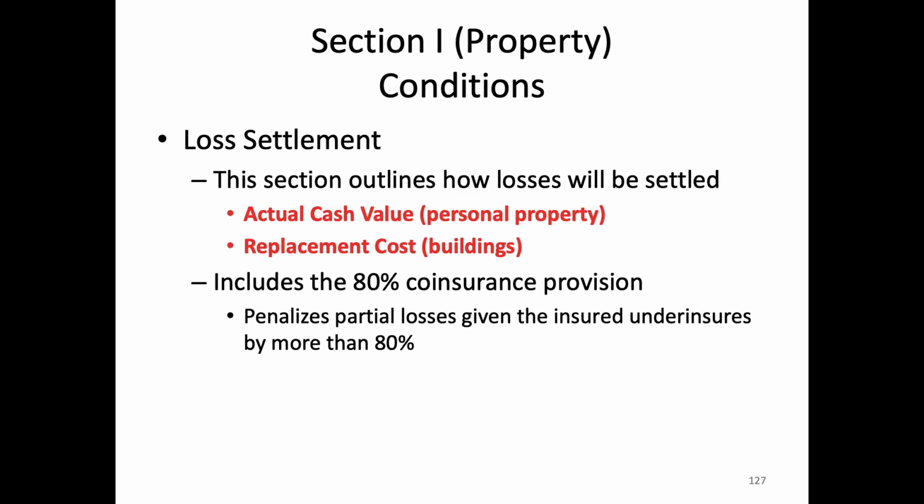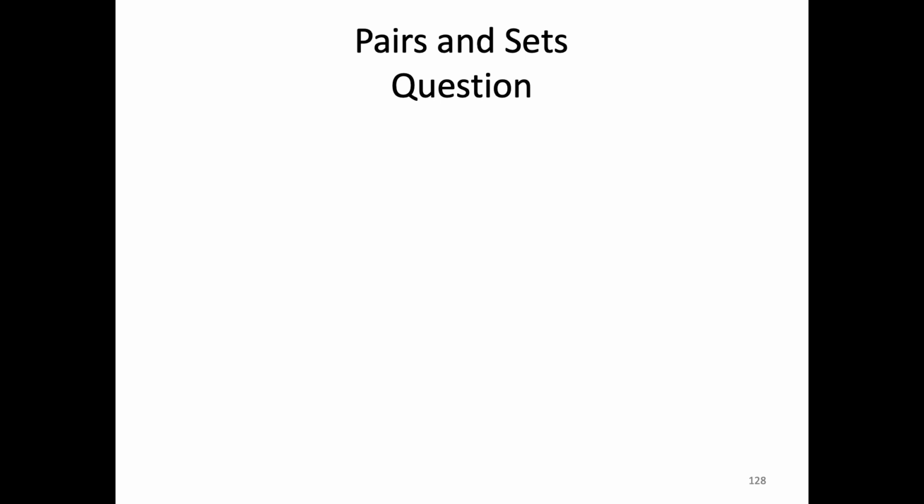Okay, and we did this: it penalizes partial losses if you underinsure by more than 80% or less than 80%. And we've done that, so we'll not discuss it any further. And then there's this pair and sets. That's also a property exclusion.